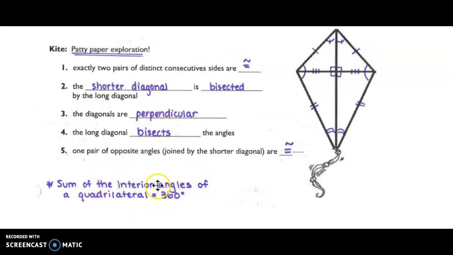This is also important. The sum of the interior angles of a quadrilateral is 360 degrees, meaning any four-sided figure, no matter what, if you add all the angles, it's 360. Just like when you add the angles of a triangle, it's 180.